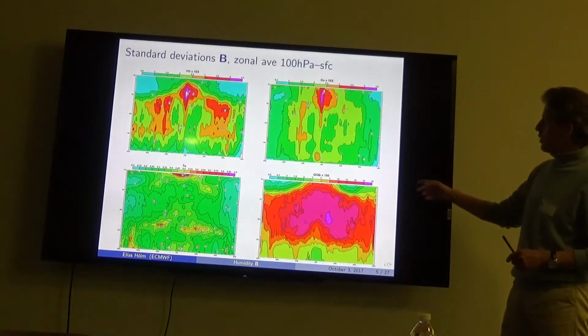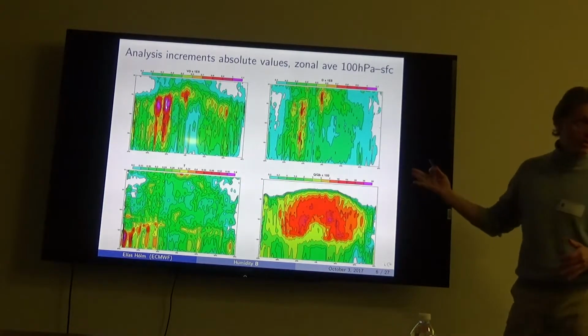Let's go to the next one and have a look at the increments from this. Again, the zonal average increments for the same day.